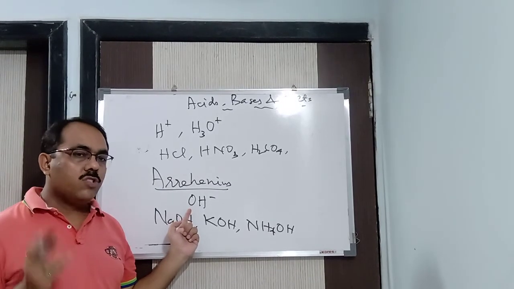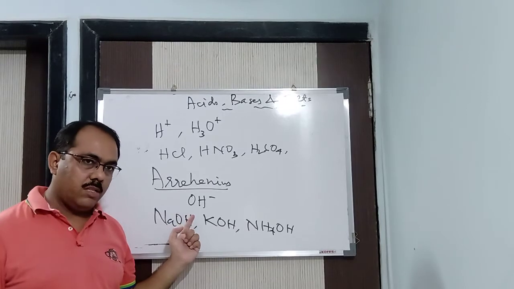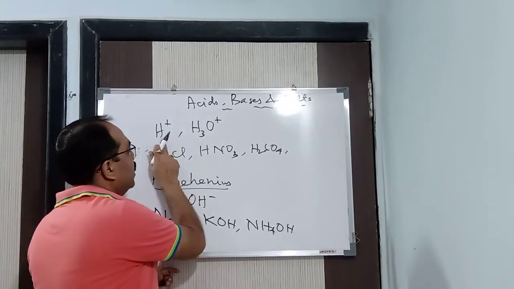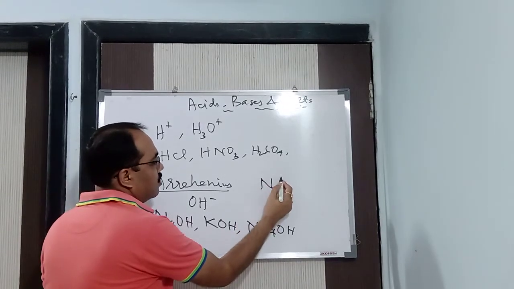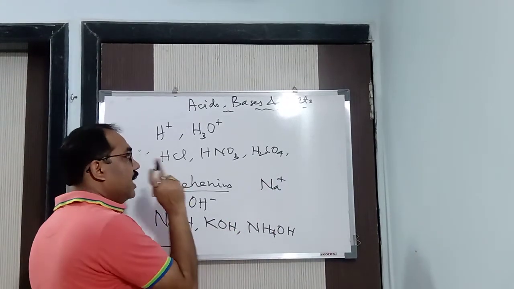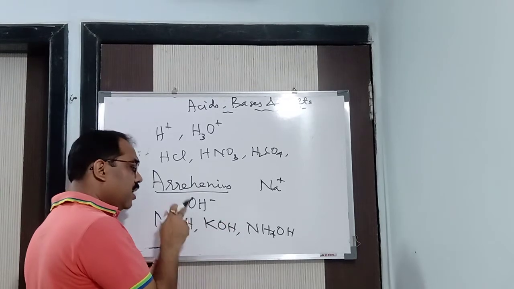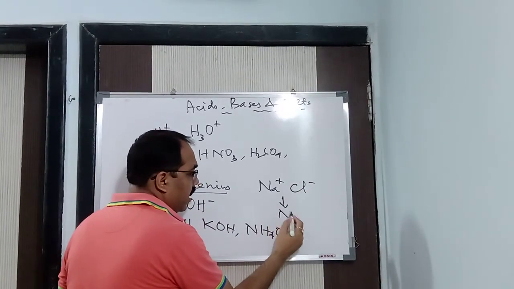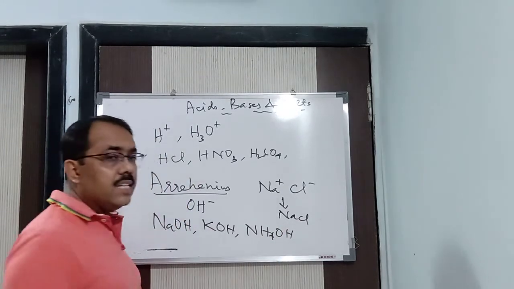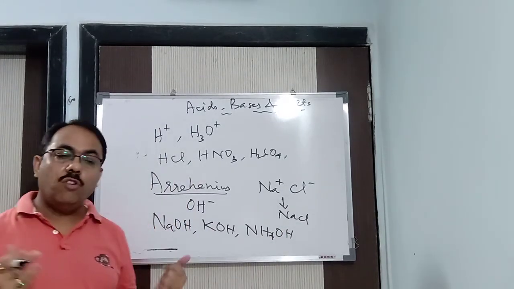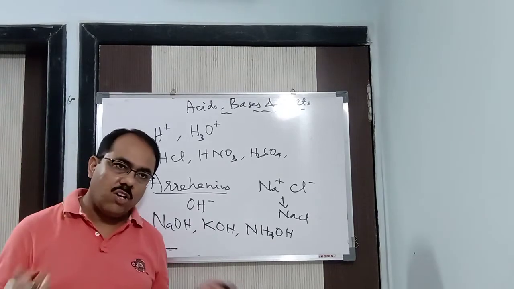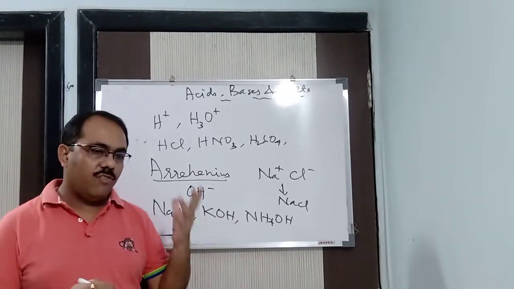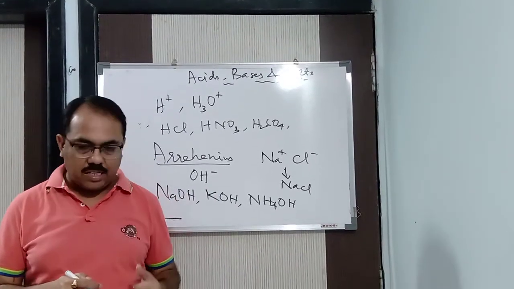Again I repeat, salts are those substances which contain a positively charged ion other than H plus ion, let us say sodium, Na plus, and a negatively charged ion other than OH minus ion, let us say Cl minus. So what you get? NaCl is a salt, KCl is a salt, K2SO4 is a salt, KNO3 is a salt. Got it? That is known as a salt. So in this way you got the definition of acids, bases and salts.